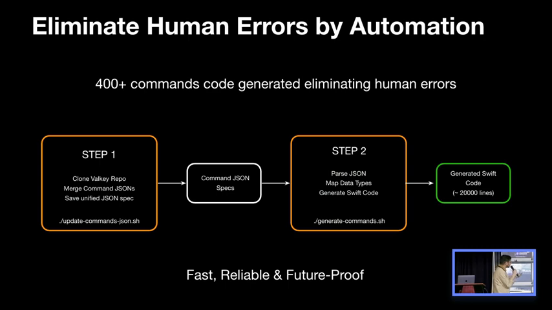Code generation is really a two-step process. In step one, we clone a particular version of the Valkey server. This already has the JSON specs. So we merge these JSON specs into multiple files, and we give these files to step two, which consumes those JSON specs. It parses them, and it maps the data types in the JSONs to the Swift types, and we generate Swift code. We generate about 20,000 lines of Swift code for commands this way. Code generation is also fast, reliable, and future-proof because in future, when Valkey adds new commands, we can just invoke this code generation once, and we get all those command implementations for free.